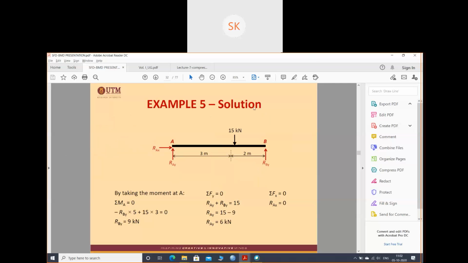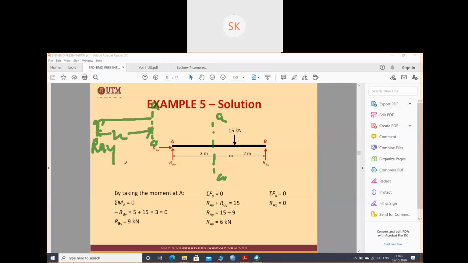So let's start with condition number 1. I'm making a section at this point AA. Okay, so let's draw a free body diagram for AA. At A, I am getting a reaction RAY, right? RAY, which is at a distance of x meter, and there is no shear force acting.